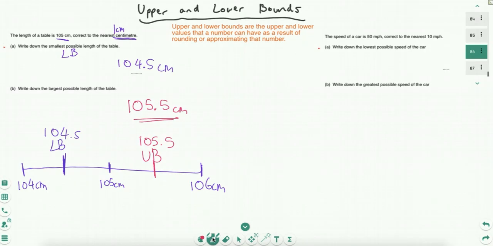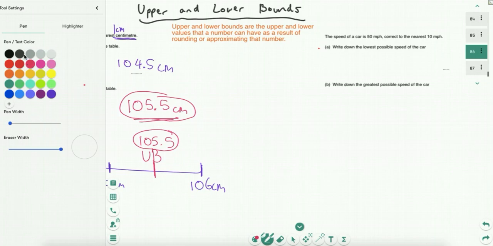So actually, before we go to the next question, I just want to elaborate on something. A lot of people get confused with the upper bound because 105.5 to the nearest 1 centimeter is 106 centimeters. But still, for the sake of this topic, we'll still say the largest possible length is 105.5 centimeters. Let's look at the next question.